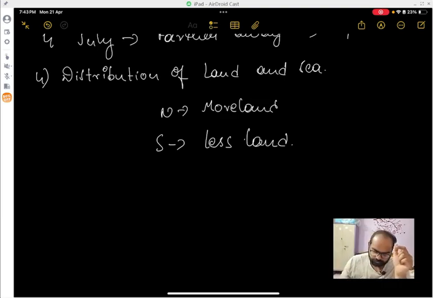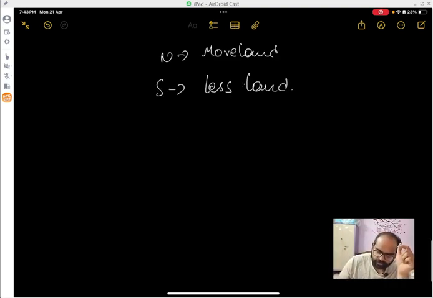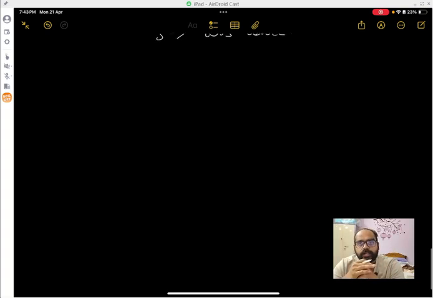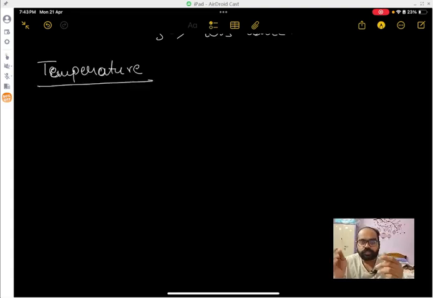All right. So these are the factors that determine the amount of solar radiation the Earth receives. Next, we'll go to temperature. Why temperature? We have learned about the solar input, the incoming solar radiation. When the solar radiation comes, what happens? Our Earth gets heated up at different rates at different regions.